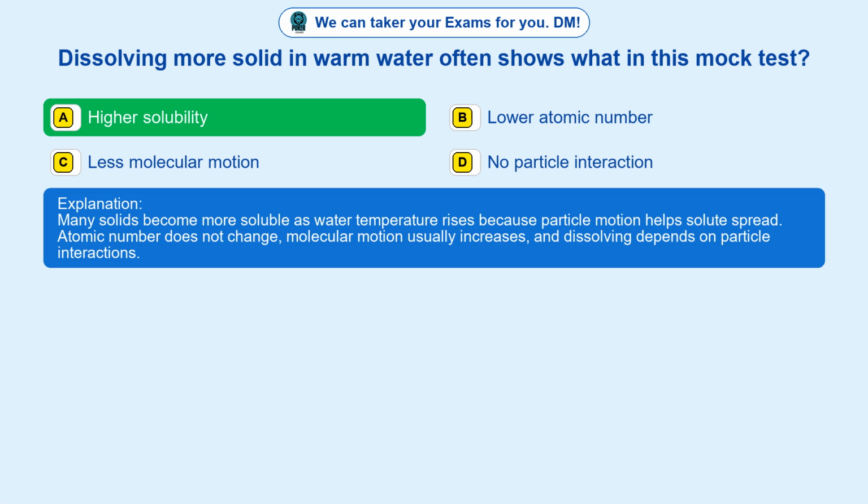Many solids become more soluble as water temperature rises because particle motion helps solute spread. Atomic number does not change, molecular motion usually increases, and dissolving depends on particle interactions.